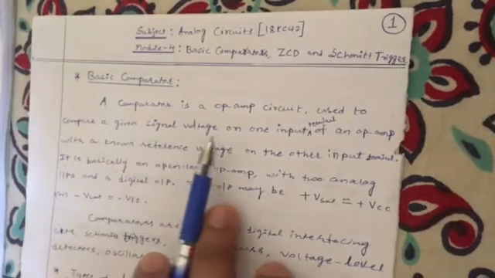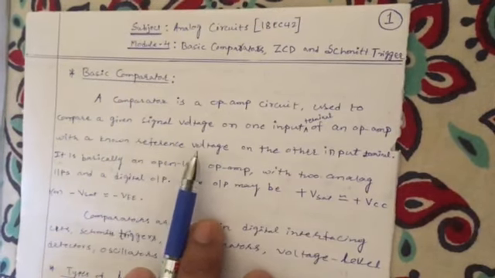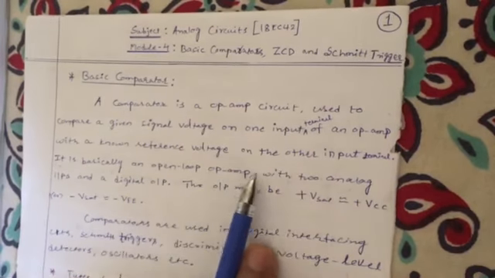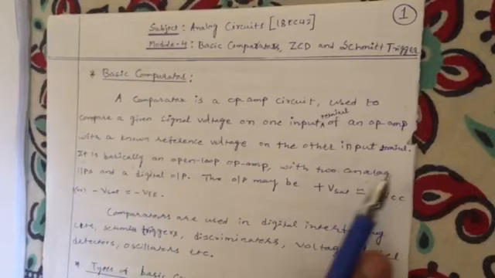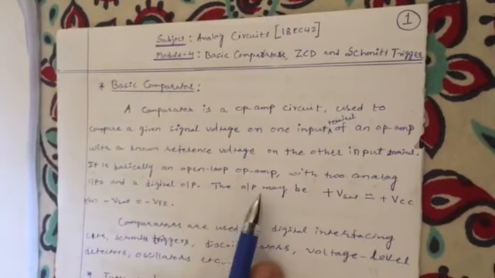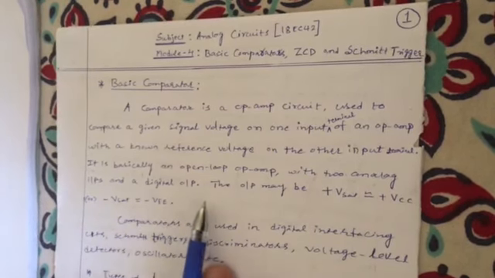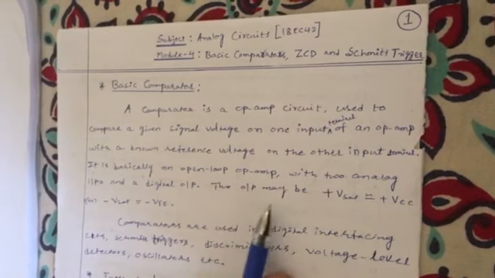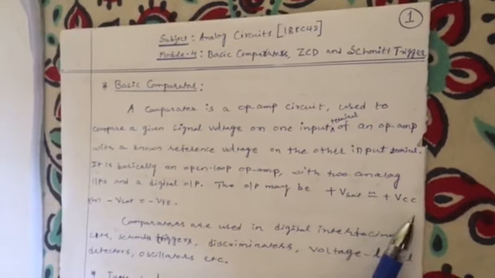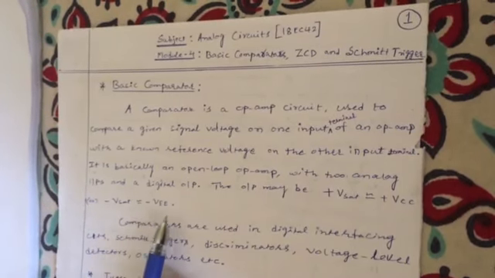A comparator is an op-amp circuit used to compare a given input signal voltage on one input terminal of the op-amp with a known reference voltage on the other input terminal. It is basically an open loop op-amp with two analog inputs and a digital output. The output may be plus V saturation, approximately equal to plus VCC, or minus V sat, approximately equal to minus VEE.